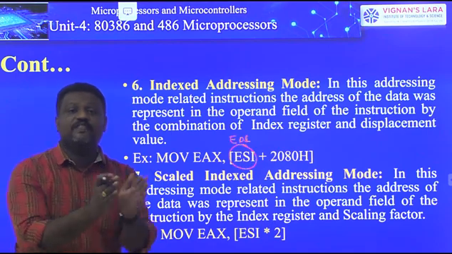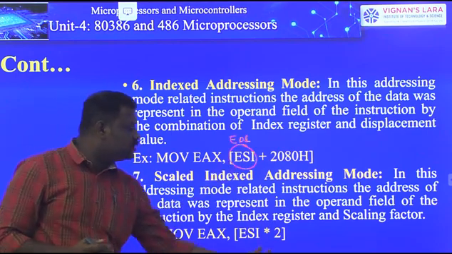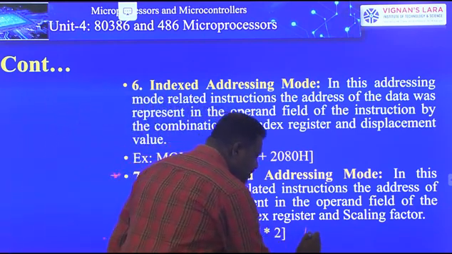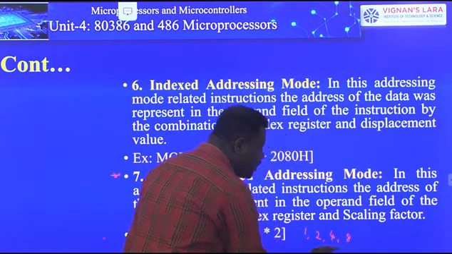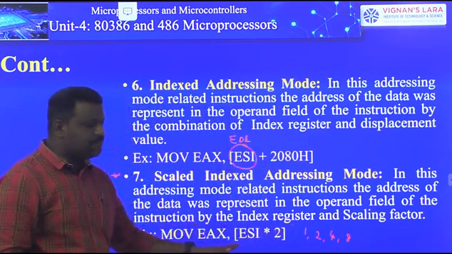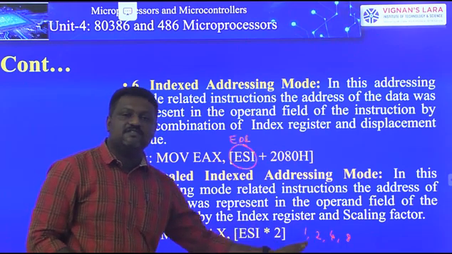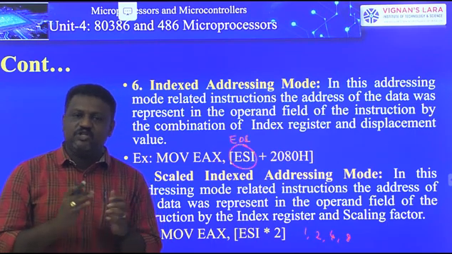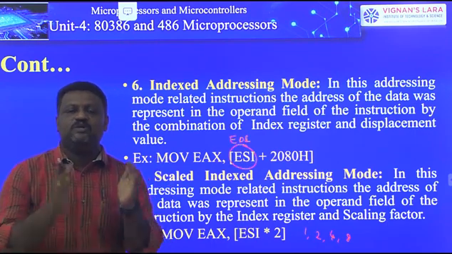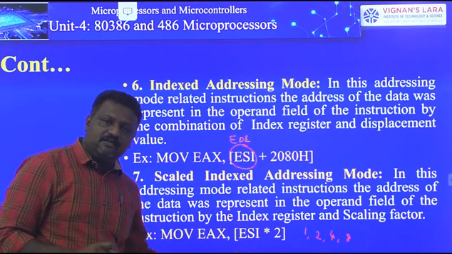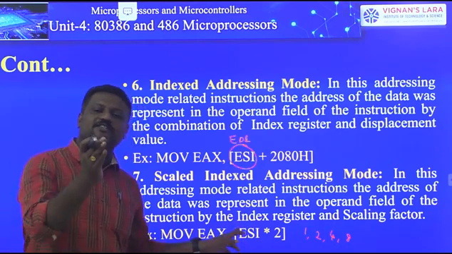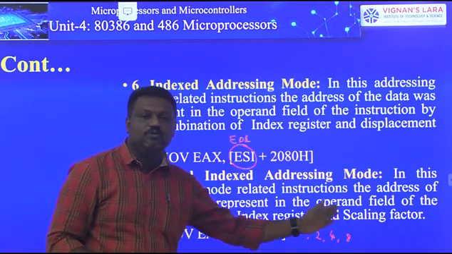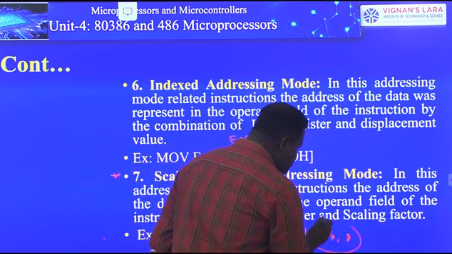But now instead of that, we are multiplying the index register value with some scaling factor. The scaling factor may be either 1, 2, 4 or 8. We can just multiply the index register content with some scaling factor in order to get the final offset address of a data. That means in order to get the effective address of a data, we simply multiply the source index register content or destination index register content with some scaling factor. That scaling factor may be either 1, 2, 4 or 8.